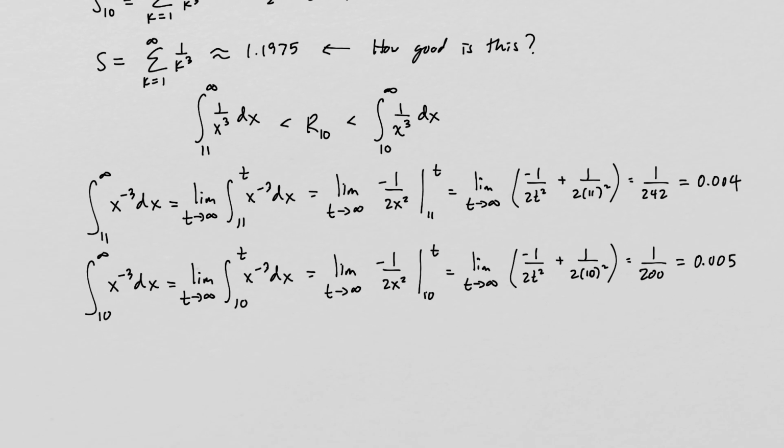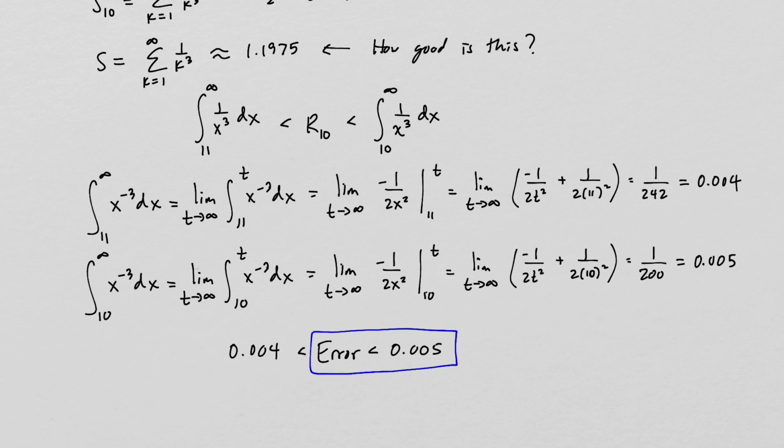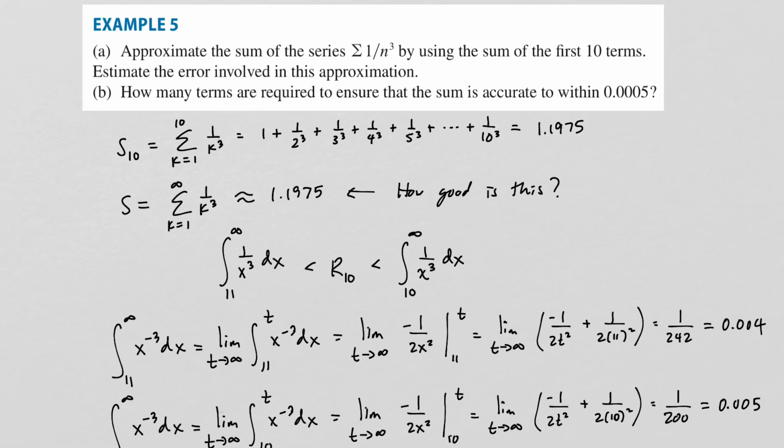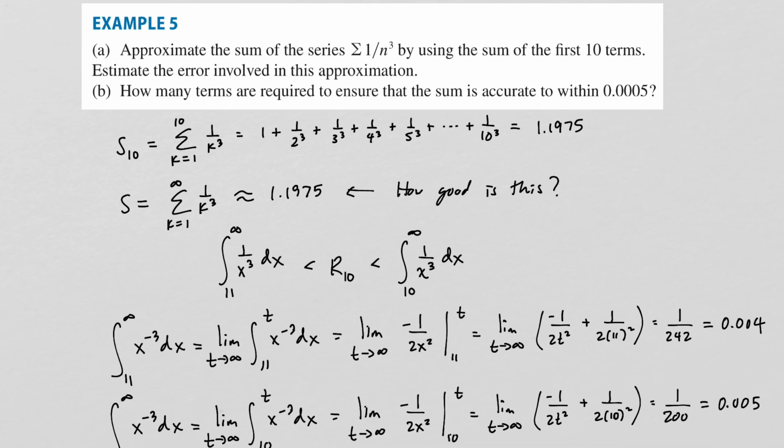So we know that the error when adding the first 10 terms is a number in between 0.005 and 0.004. So we'll focus in on the right-hand side of this. We know for sure the error is no more than 0.005. So this is the maximum value of the error when we add up the first 10 terms. Now let's go to the second question.